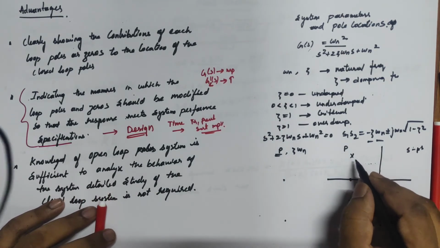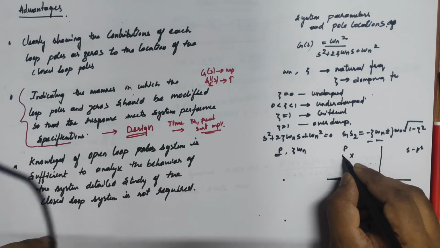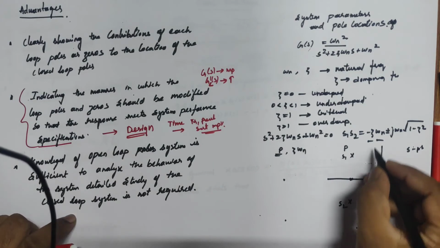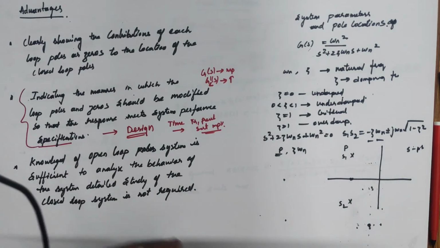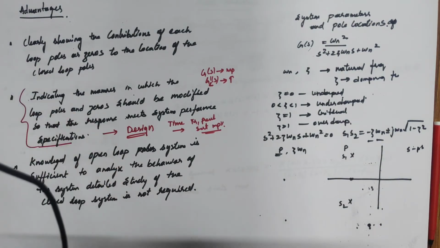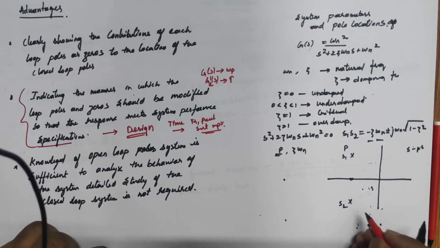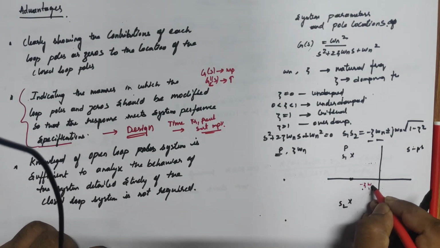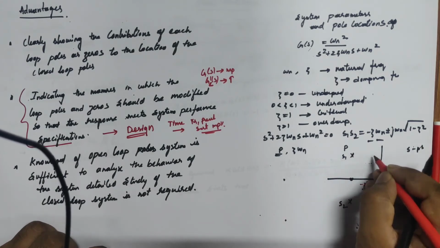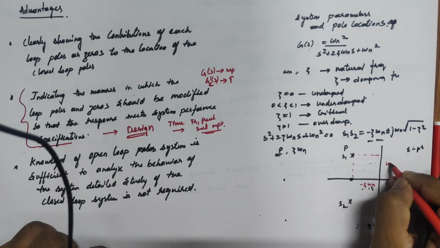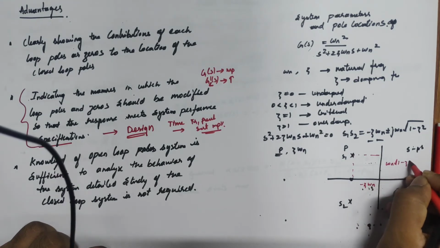Okay, so this is the S1 pole and this is the S2 pole, and the real part is what? Minus zeta omega n. So the real part which I have obtained here is minus zeta omega n, and the imaginary part is omega n root over 1 minus zeta square.